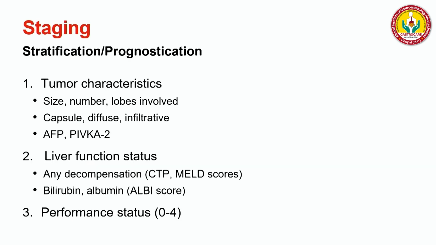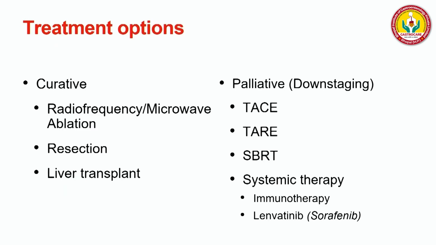To stratify, to stage the tumor, you need to know the size, the number, the lobes involved, whether it has a capsule, whether it's a diffuse infiltrative tumor. AFP and PIVKA, I've talked about that. Then the most important thing, you have to have the liver synthetic function status of these patients. CTP and MELD score serve it well, and nowadays we have the ALBI score, which combines albumin with the CTP. We need to understand that also. And finally, performance status.